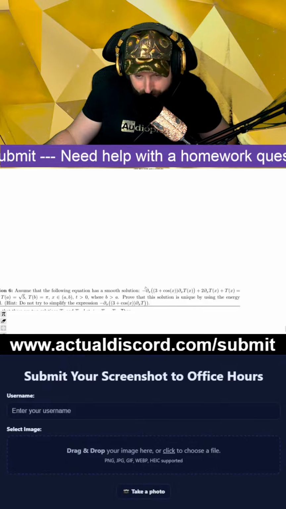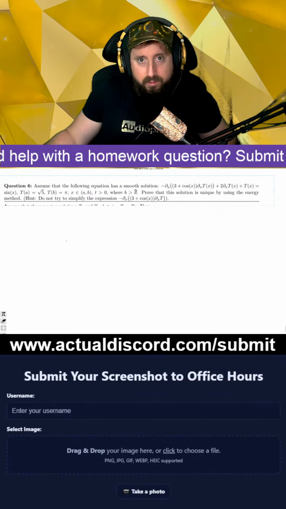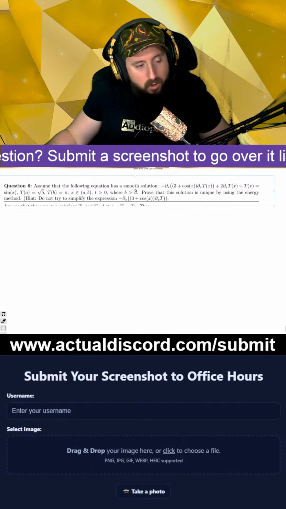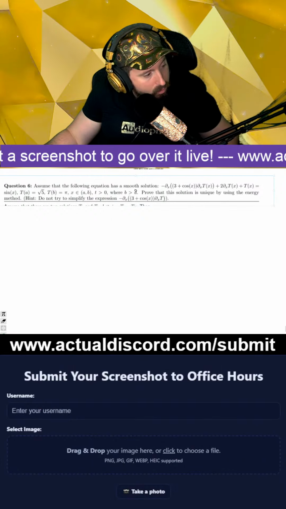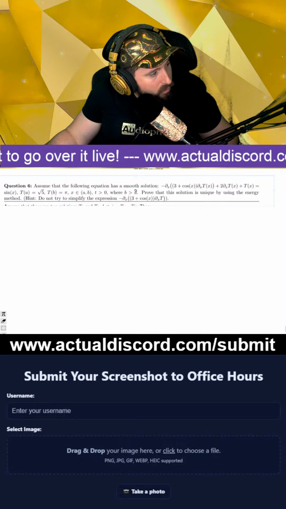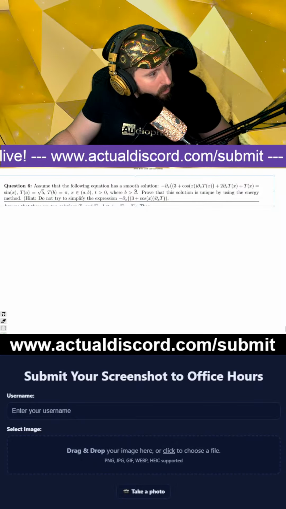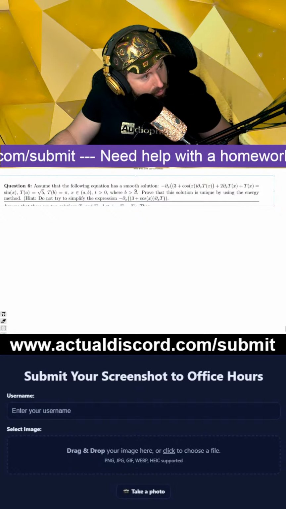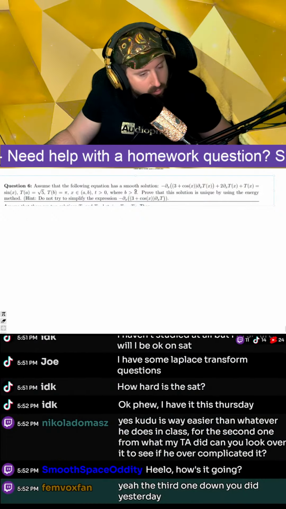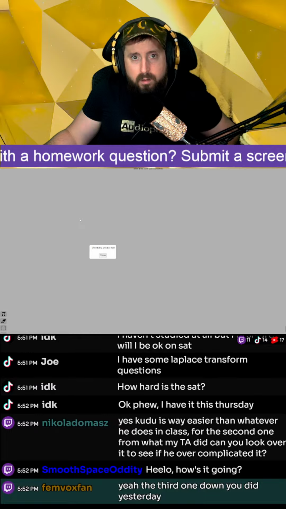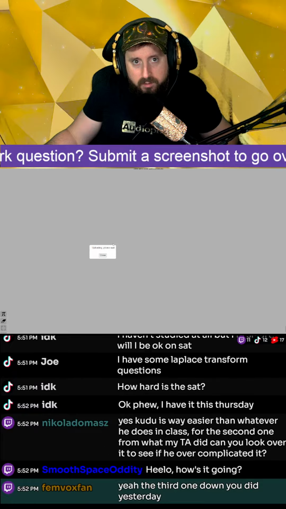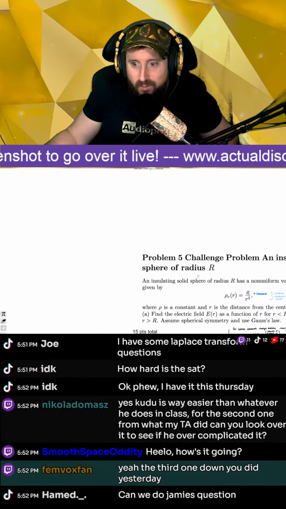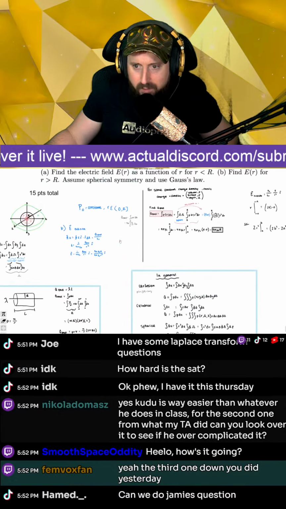Okay, let's try to help Jake with this. Can you look over it to see if he overcomplicated it? Yeah, let me take a quick look at it real quick. Wait, why is he doing a cylinder? Sorry. Oh, the third one down I did yesterday. Can we do Jamie's question? One sec, let me just do this for Nicola real quick.